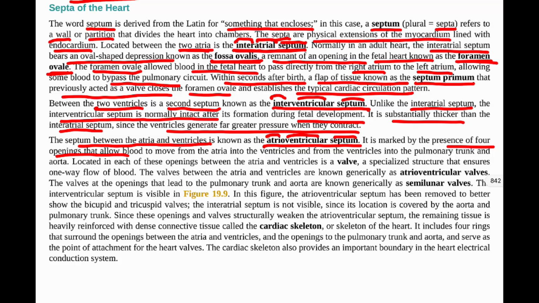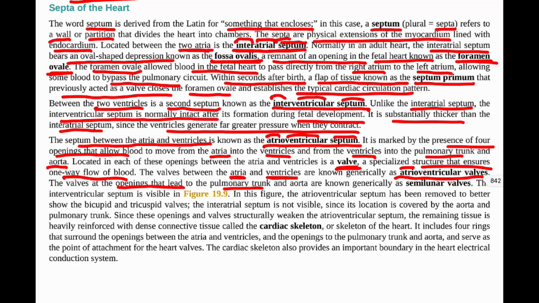Located in each of these openings between the atrium and ventricles is a valve, a specialized structure that ensures one-way flow of blood. So the valves between the atria and the ventricles, okay, so we're talking about the top chambers and the bottom chambers, are known generally as the atrioventricular valves. Again, between the atrium and the ventricle, valves. So atrioventricular valves. The valves at the openings that lead to the pulmonary trunk and the aorta are known generically as the semilunar valves.